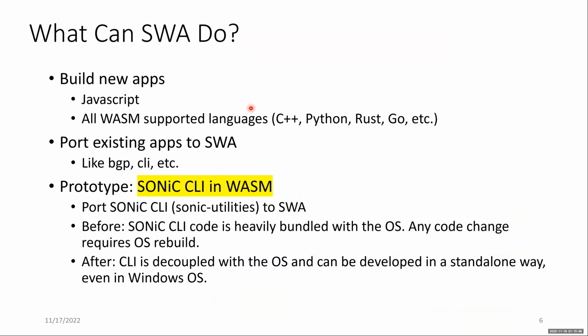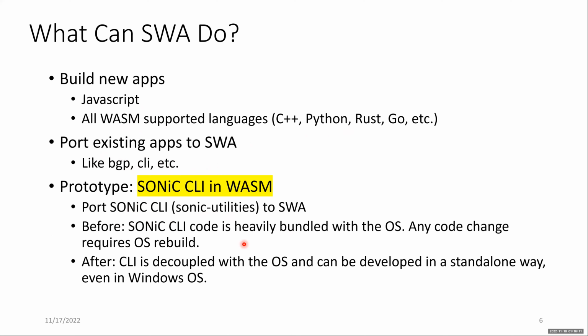So what can the SWA do? First, we can build new applications using the JavaScript language or all the WASM supported languages like C++ and Python. And we can also port existing applications to SWA, like BGP and the CLI. In our prototype, we have ported the SONiC CLI, also called SONiC utilities, to the SWA.